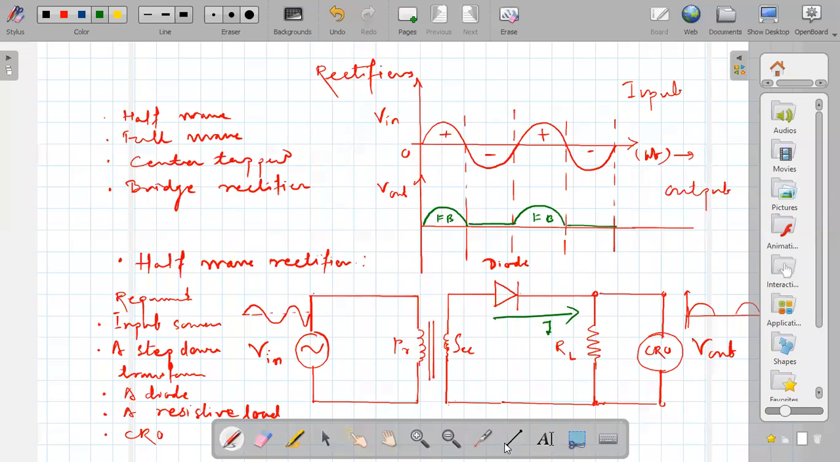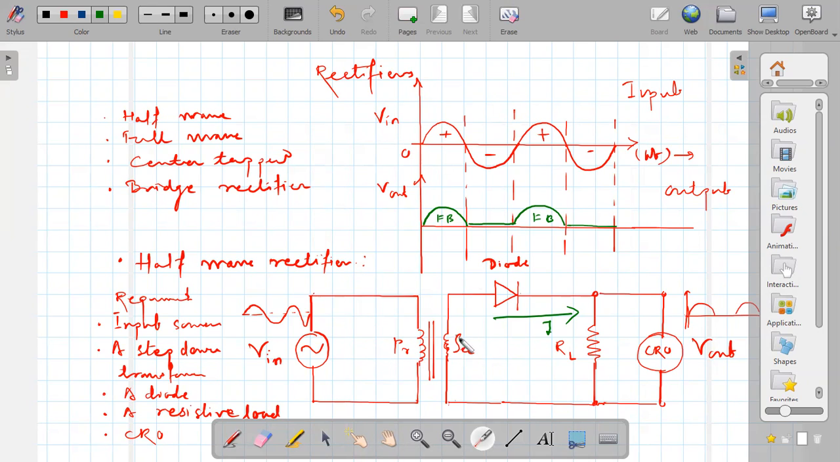See the left hand side of the screen. These are the requirements: input source, input AC, step down transformer, diode, resistive load and capacitor. Now here, first a high AC voltage, the input, is applied to the primary side of the step down transformer, and we will get a low voltage at the secondary winding.